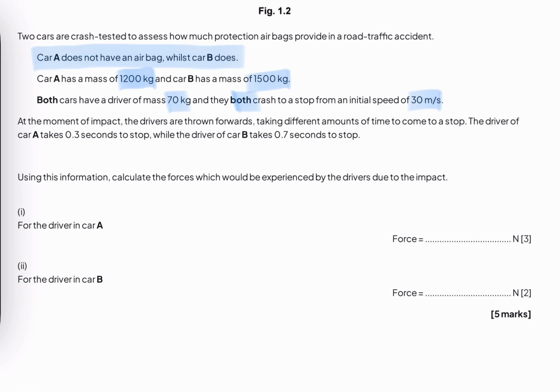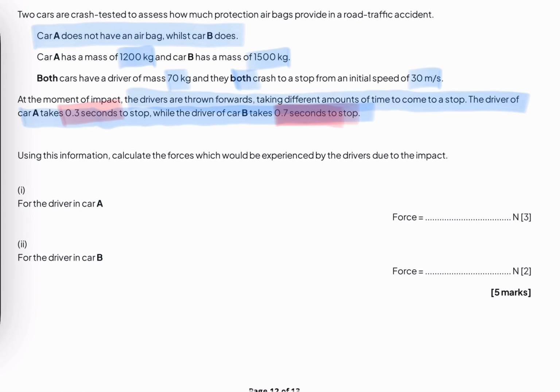The masses of the cars are different, the passenger is the same, so the momentum change is different. At the moment of impact, the drivers are thrown forward, taking different amounts of time to come to a stop. The driver of car A takes 0.3 seconds to stop, while the driver of car B takes 0.7 seconds. So with the airbag, it will take more time to stop. This was with the airbag, this was without the airbag. Using this information, calculate the force which would be experienced by the driver due to the impact.